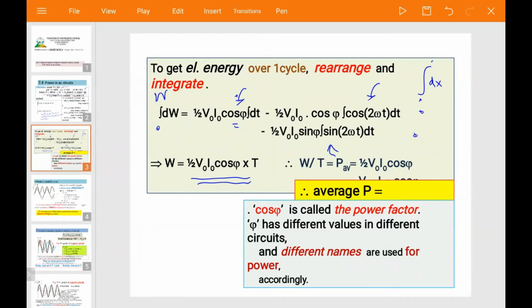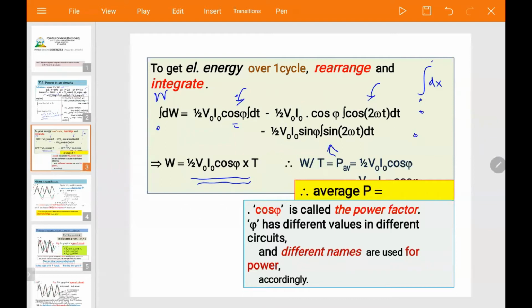So the period, you take it to the left. When you divide, you get W over T. W is energy divided by time. Since T is large, we don't call this one work divided by time instantaneous, we call it average. So average power is simply equal to a half of V0 I0 cos phi.